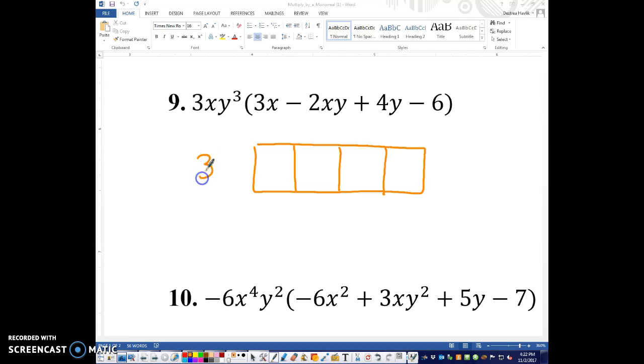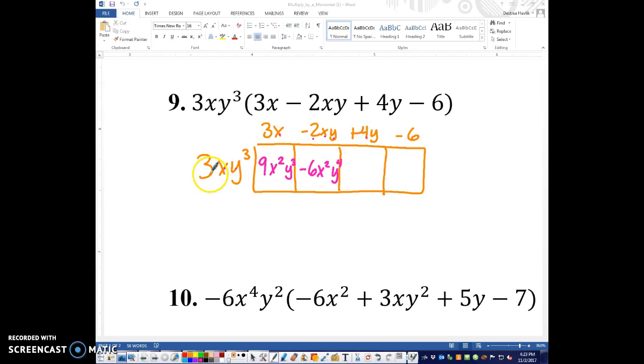So we have 3xy to the third times 3x minus 2xy plus 4y minus 6, okay? So we do it like normal. 3 times 3 is 9. X times x is x squared. There's no y here, but there are 3 y's here, so y to the third. Move on to the next one. Negative 2 times 3 is negative 6. X times x is x squared. Y times y to the 3 is y to the fourth.